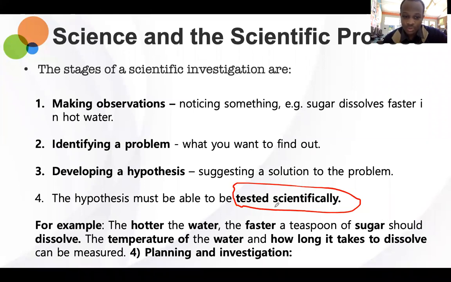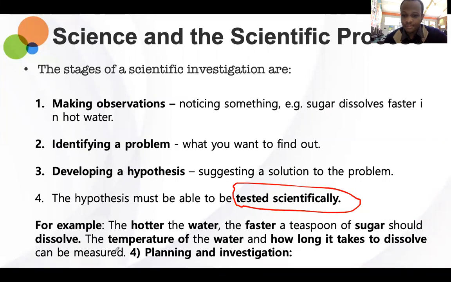Remember that your notes will be available on Google Classroom, but when you're reading over, just remember this particular sentence right here. So as we said, we're using hot water and cold water to dissolve sugar. So the hotter the water, the faster the sugar should dissolve, right? So the temperature of the water and how long it takes to dissolve, this can be measured, right?